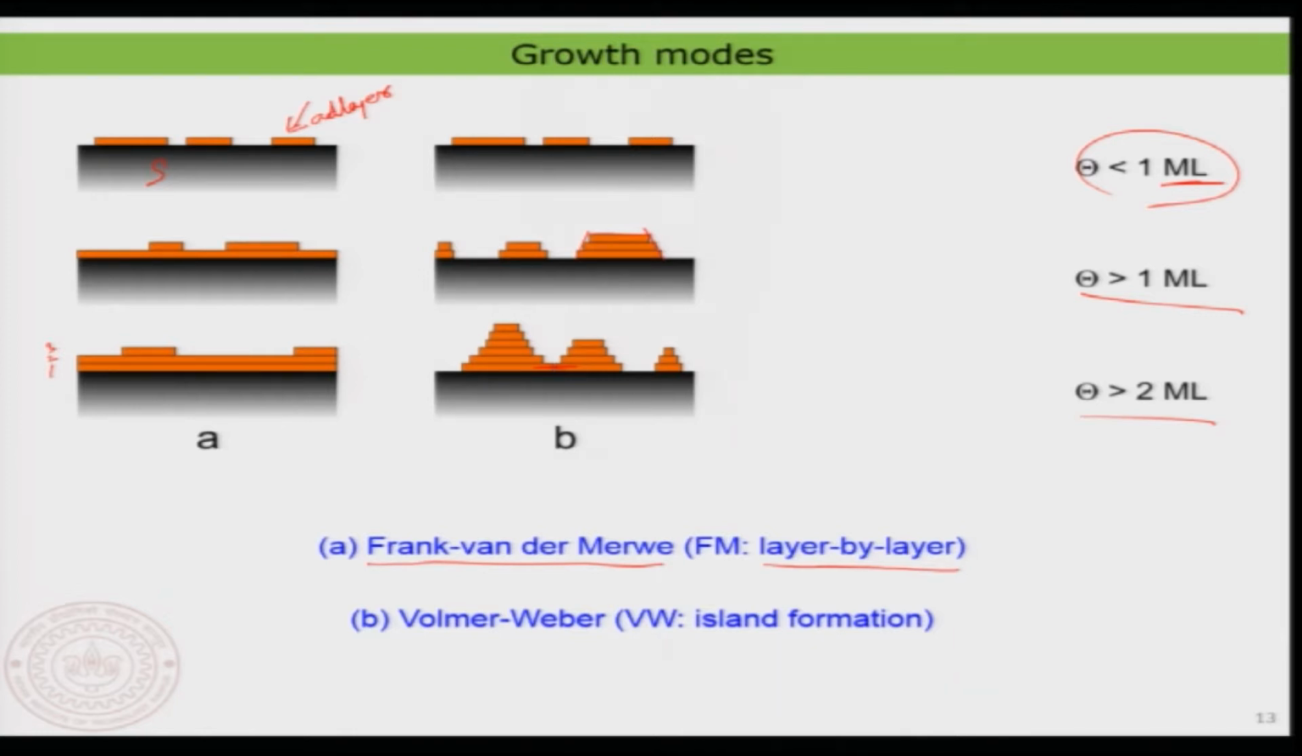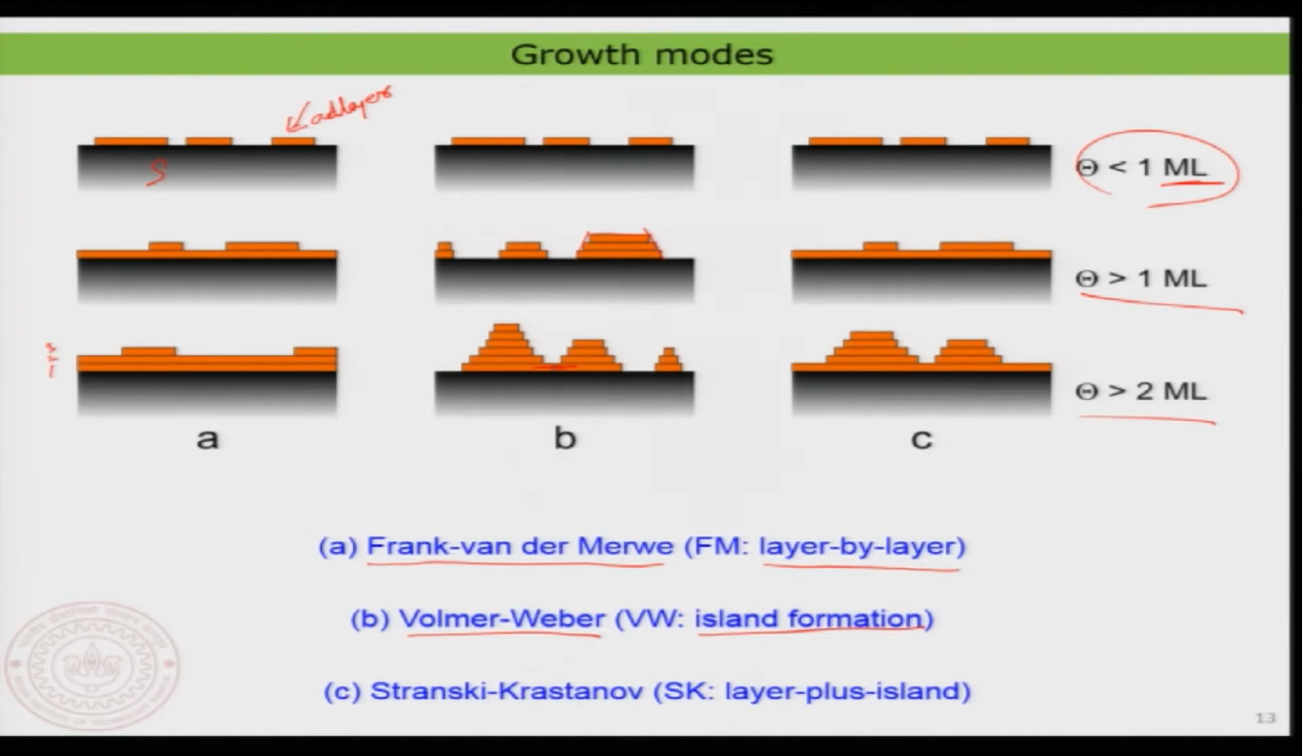So, here you can see that the second type of growth is something known as island formation, generally known as Volmer-Weber. That is a type of growth which is generally known as island formation. Now, there is something interesting. There is another type of growth known as the layer plus island growth. So, now there is something else called layer plus island mode.